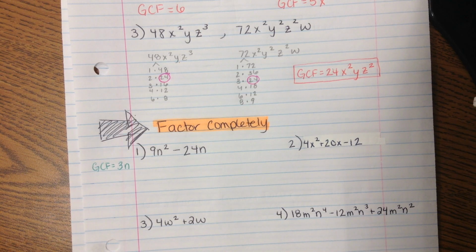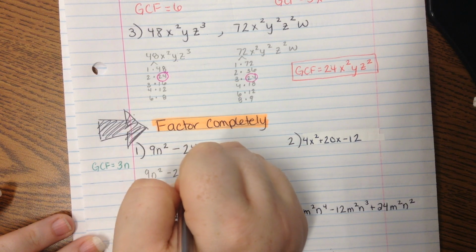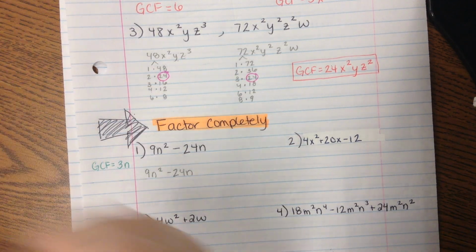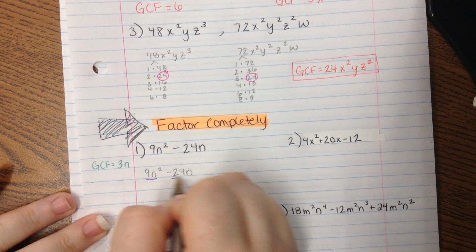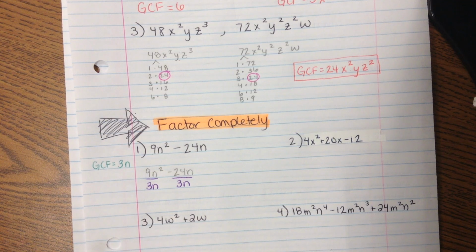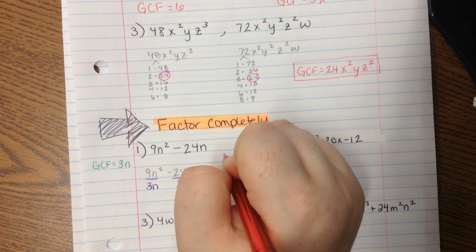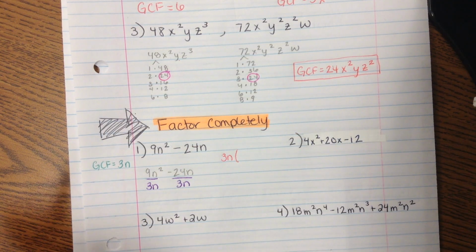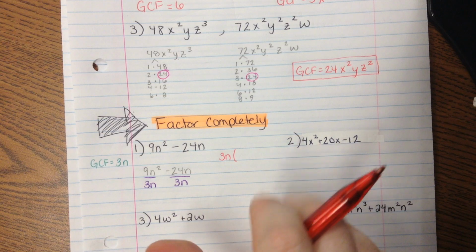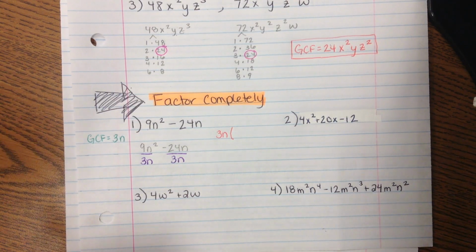So we're going to divide our GCF. So every term, we have to divide our GCF. I'm going to rewrite the problem, 9n squared minus 24n. Now I'm going to take my GCF and I'm going to divide every term by our GCF, which was 3n. Now that 3n is part of our answer, so when we write out our answer, our 3n is going to be on the outside of a parentheses because we know that we can distribute it back through because it was our GCF. GCF will always go on the outside of a parentheses, always.